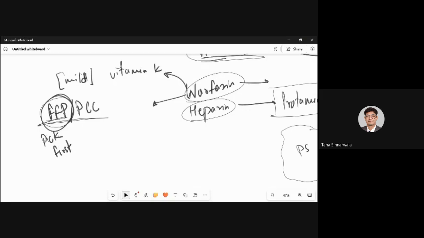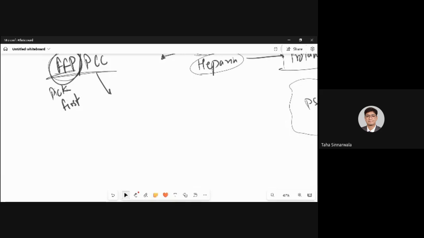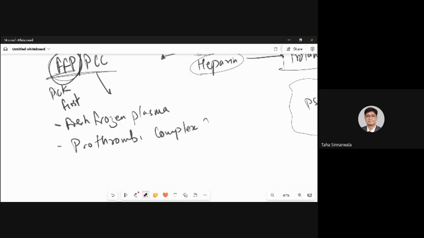Doctor, what is the PCC again? It's the prothrombin complex concentrate. Yes. Let me actually write down the full forms. So you have fresh frozen plasma, and then you have prothrombin complex concentrate.